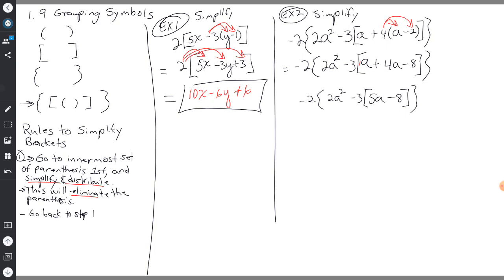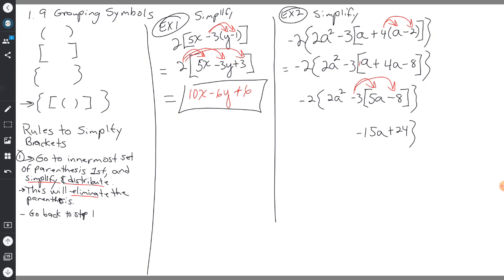All right, so we're back to this innermost set of parentheses. What do we have to do from here? Right, got to take that negative 3 and multiply it to both of the terms there. And what will we get? Negative 15a. Okay, good. Bring back down this last set of brackets here, and then we'll work with what's left.